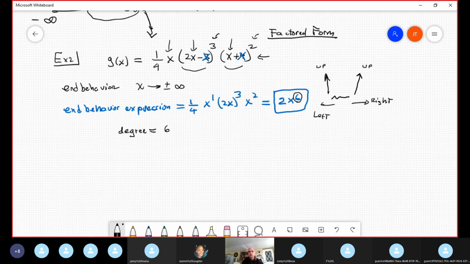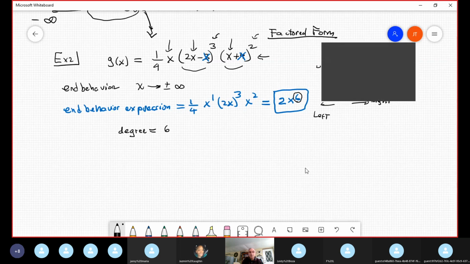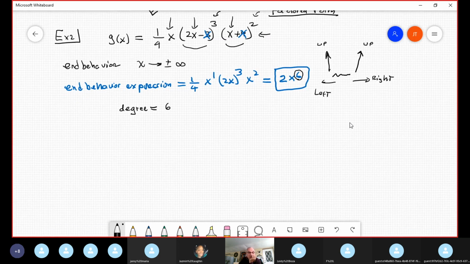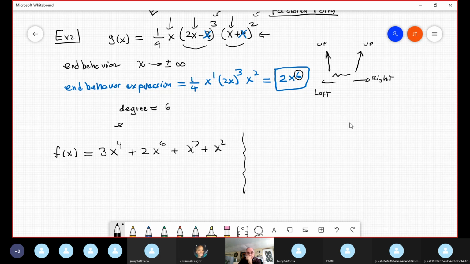Another example, okay, let's do it. I need another example, no problem. It's obvious that with another example, let me summarize the idea. We have two possibilities. Suppose I give you the polynomial like that: 3x to the 4th power plus 2x to the 6th power plus x to the 3rd power plus x to the 2nd power. That's it. One possibility. This is totally expanded.